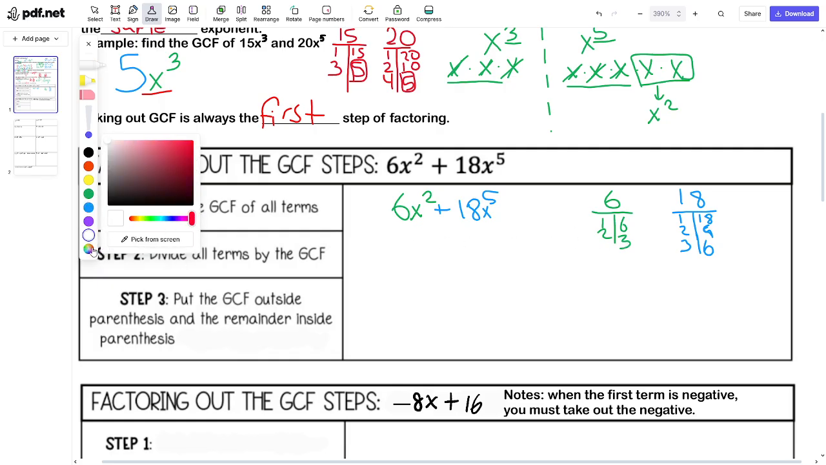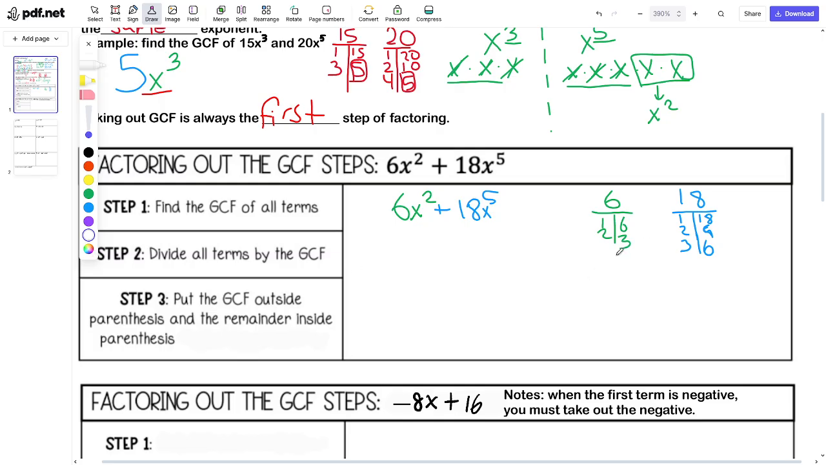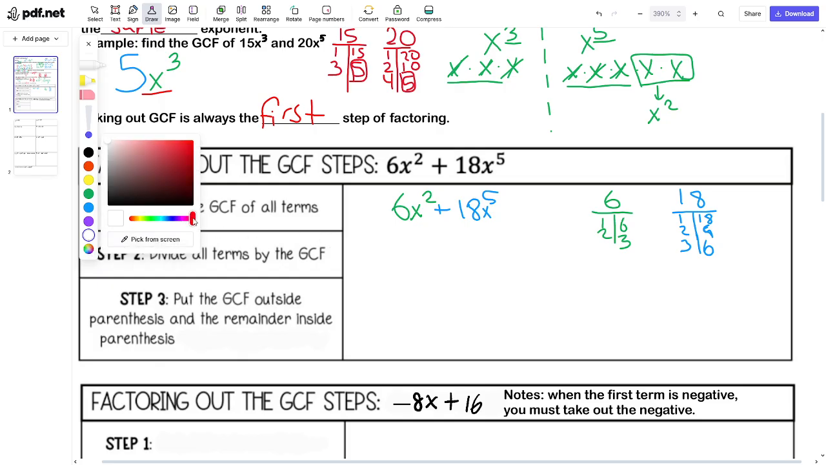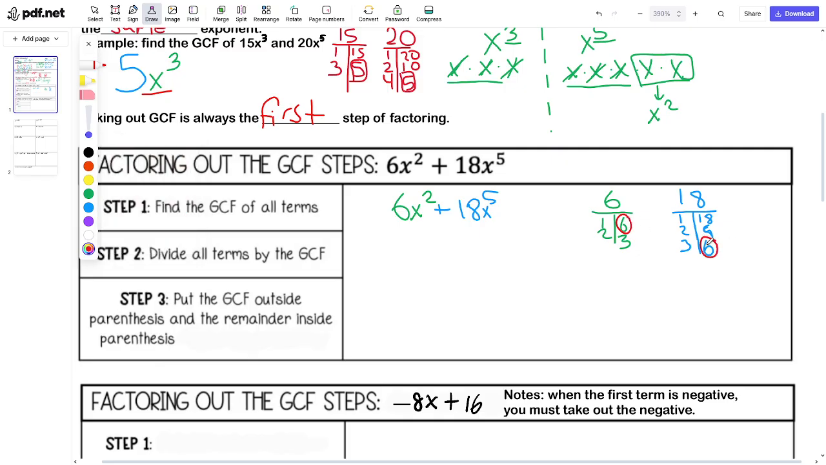While I change my colors. If your answer was 3, you're wrong. It's 6. Our GCF means the largest available number that they both have, and that, yes, can include 6. All right, so we're going to take that out. We're going to take 6 out of 6, and we're going to take 6 out of 18. What that means is you're dividing both of them by the number you're taking out, which is 6.